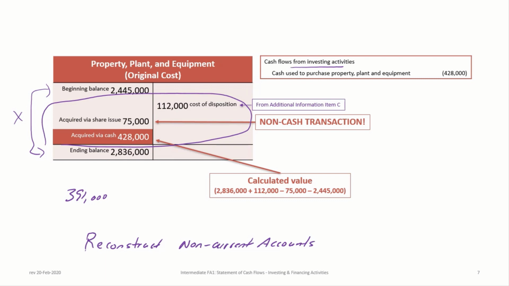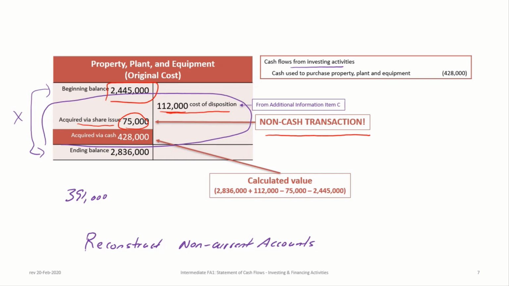In our example here, we begin with $2,445,000. During the year, the data says that the company acquired some property, plant, and equipment in exchange for shares. Now, this $75,000 transaction is a non-cash transaction. We have to show it in our T account because it's a transaction that actually happened, but it's non-cash. The data also shows that the company sold some property, plant, and equipment with an original cost of $112,000. So as you can see, we're already starting to put some items through our T account.